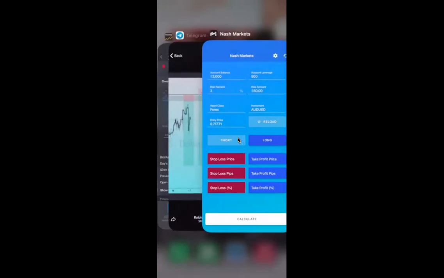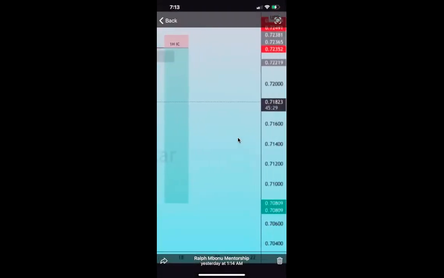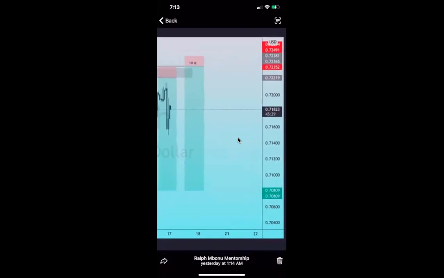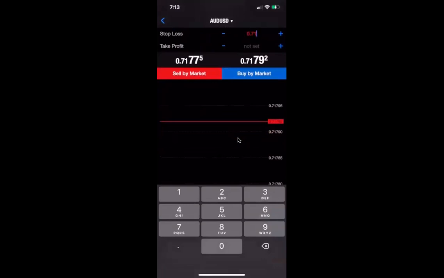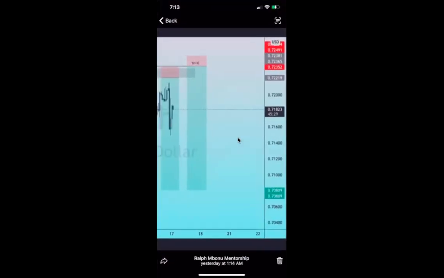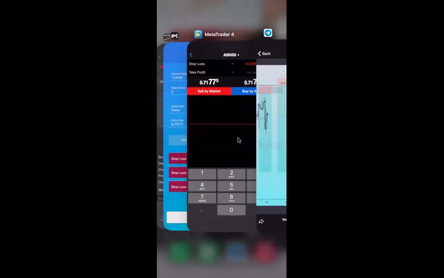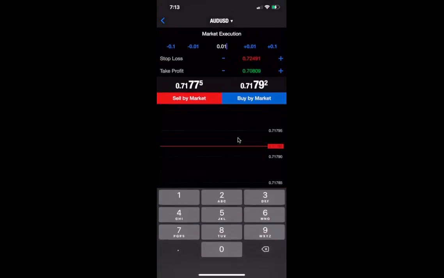Let me see what the stop loss is here. Numbers don't lie. Stop loss is 72,491. All right, great. 72,491. And my take profit is going to be the last green number that we see down below here, 70,808. So right here, we're going to go to 709. Phenomenal. Now we need to determine the lot size.